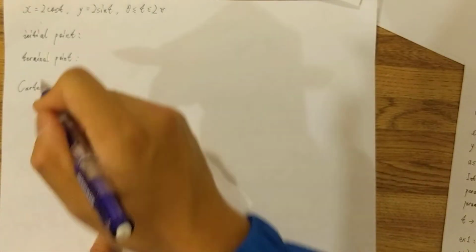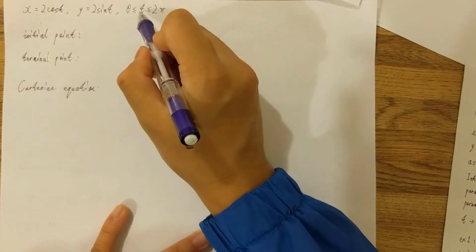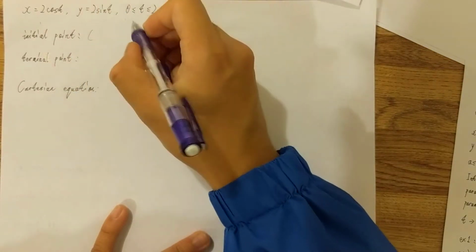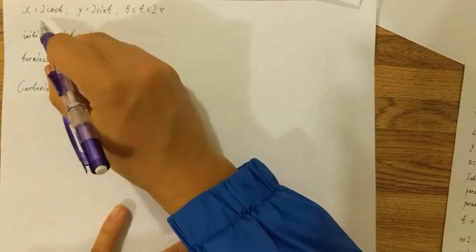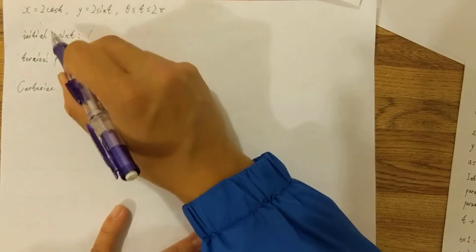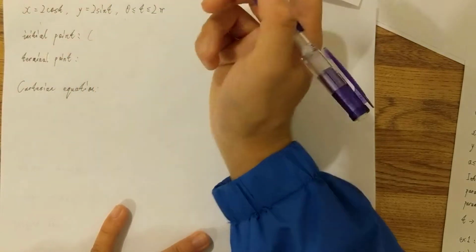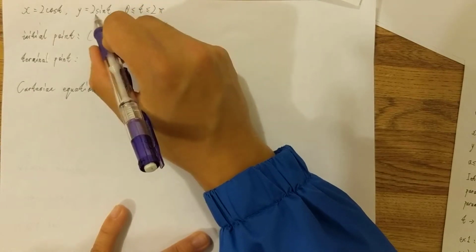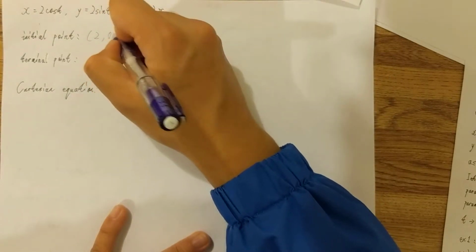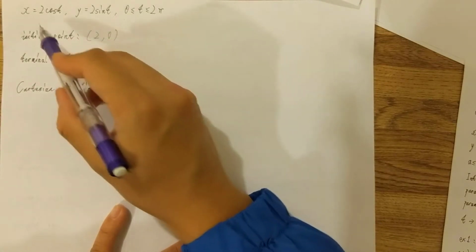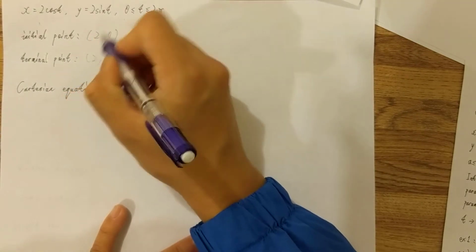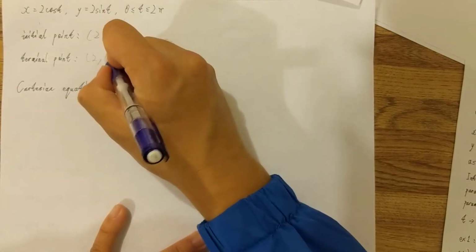Okay, it seems that you have found a solution. So now let's begin. So the initial point, we know that it occurs when t equals the left end of the interval. So when t equals 0, we have initial point x equals 2 cosine 0, which is just 2 times 1, which is 2. And then y is 2 sine t, which is 2 sine 0, which basically is 0. And then the terminal point, we have x equals 2 cosine 2 pi, which is also 2, and 2 sine 2 pi, which is also 0.